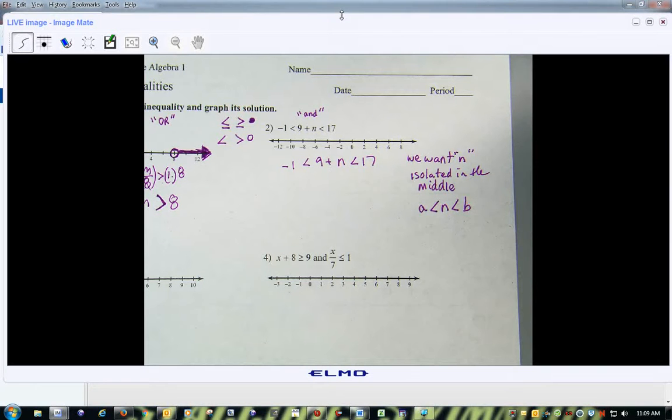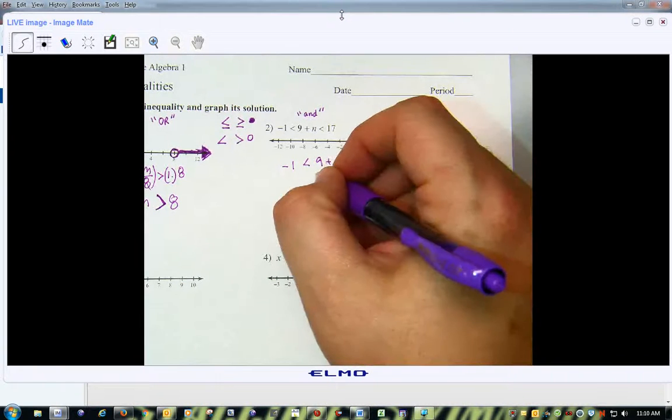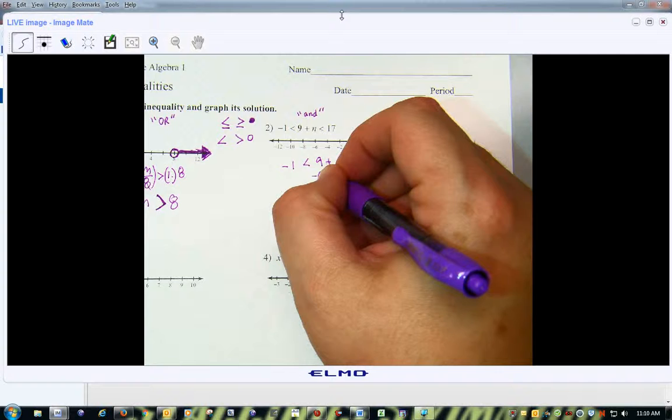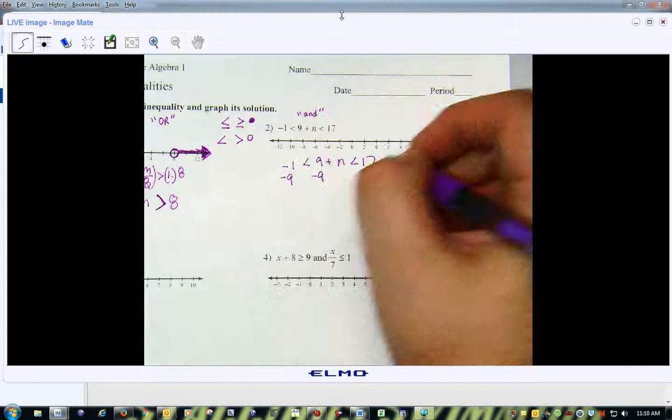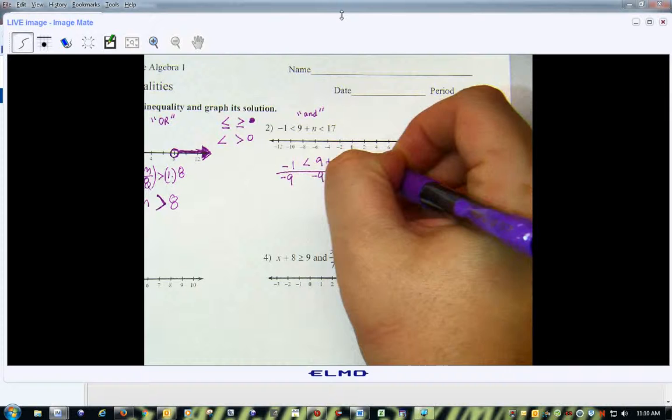Now, in order to maintain equality, even though it's an inequality, in order to maintain the balance of this inequality, I have 9 plus n here. That's a positive 9, so I'm going to subtract 9, but I'm going to subtract 9 from all three parts. So I'm still going to get less than and less than.